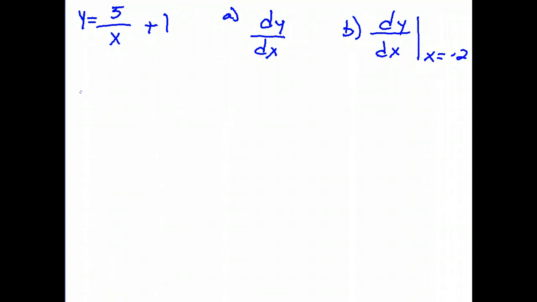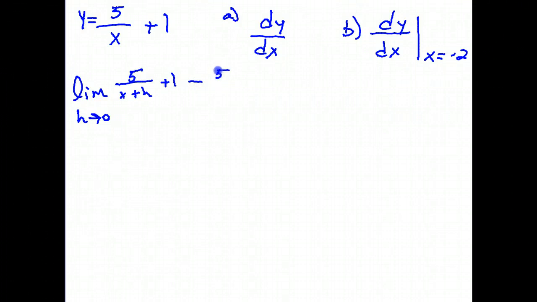And we do that from our limit. I'm not going to write down the limit, I'm just going to skip right to it, knowing that the limit as h approaches 0, we want 5 over x plus h plus 1 minus 5 over x minus 1, and all of that is over h. Why is that a minus 1? Because we're subtracting the entire quantity of f of x. So we're subtracting 5 over x and we're subtracting a positive 1, so that becomes minus 1.